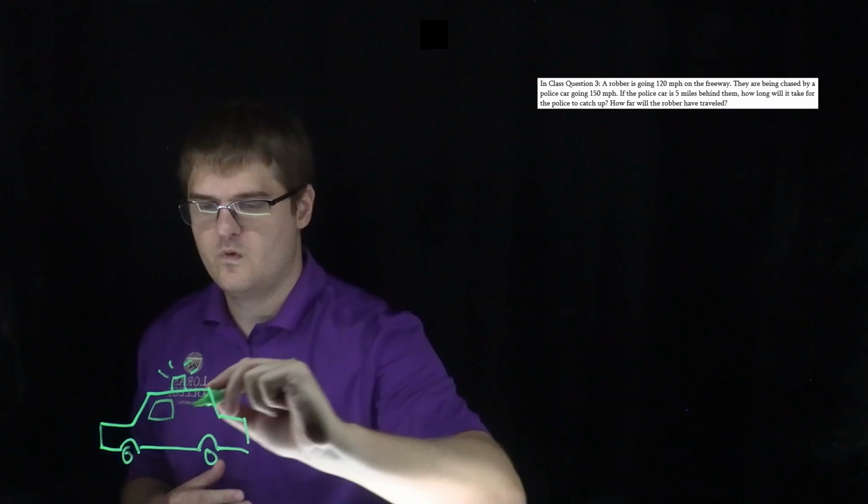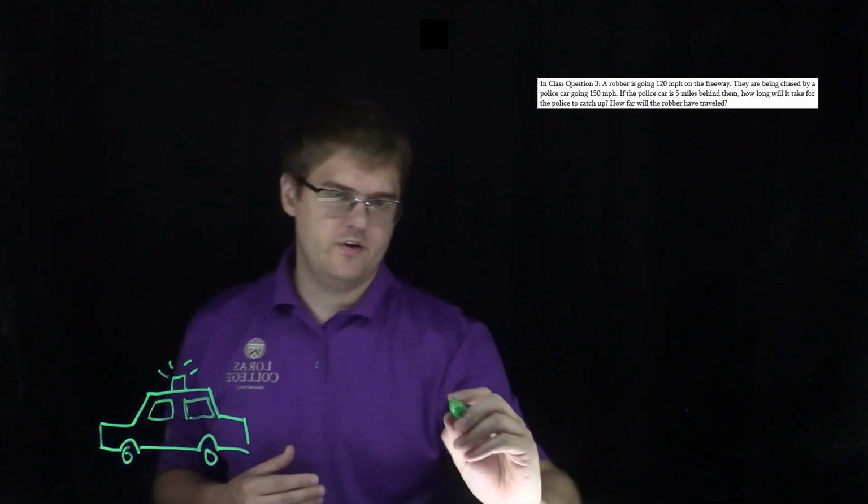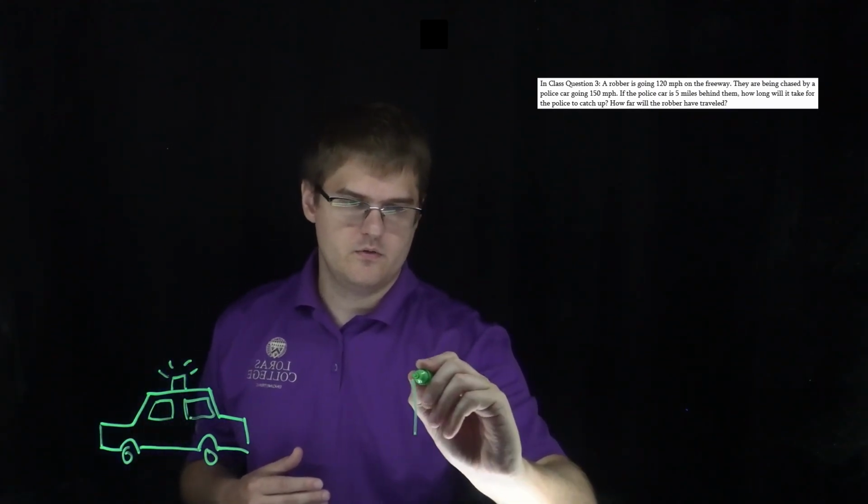Okay, for our final example problem for the day, we have our relative velocity problem, where we have our police car, and not much of a police car. Ta-da! Now it's a police car. Chasing down a robber. Oh God, that's terrible.